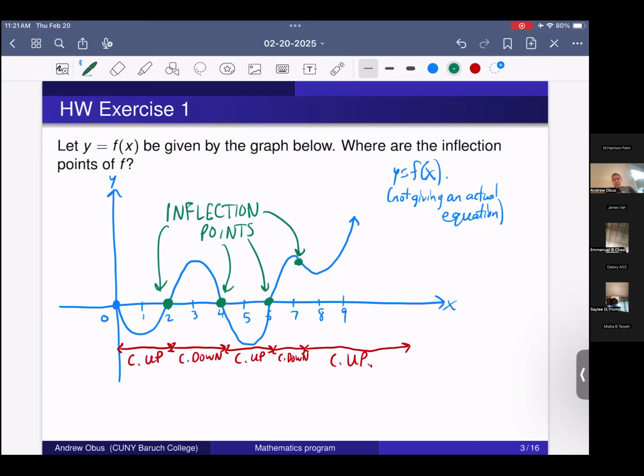Okay, and you don't have to do any equation solving to do this. You just get this by looking at the graph. You're seeing where the concavity changes from concave up to concave down, back to concave up, concave down, and then to concave up. Okay, so this is a way that you can find these inflection points. And there's not really any other way because I didn't give you the equation, so there's nothing else that you can really do.